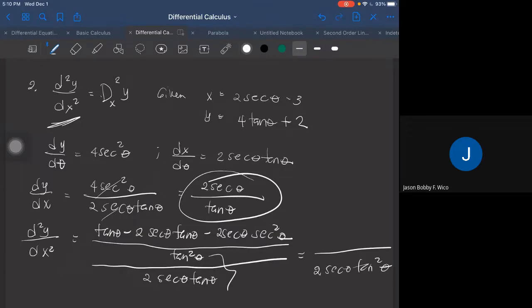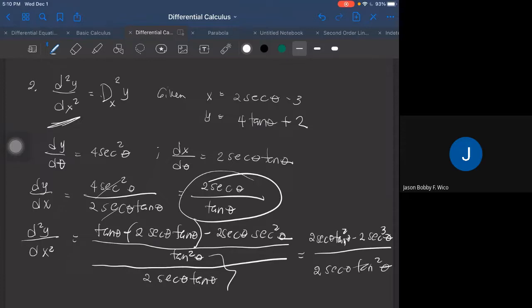Tangent. Bakit minus to, class? This is not minus, di ba? Low derivative of high. So times ito. So 2 terms lang tayo. So we have 2 secant theta tangent squared theta minus 2 secant cube. Okay.